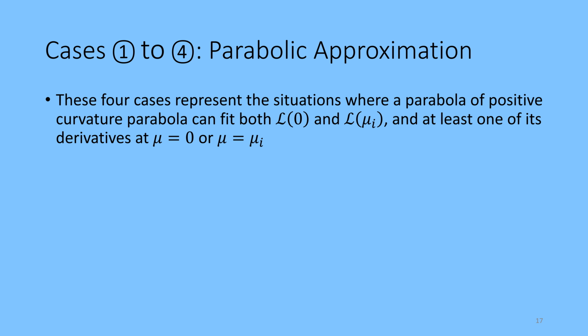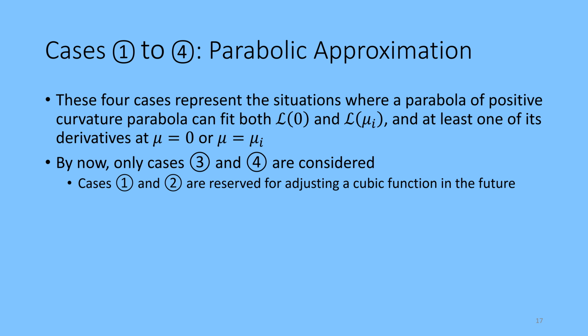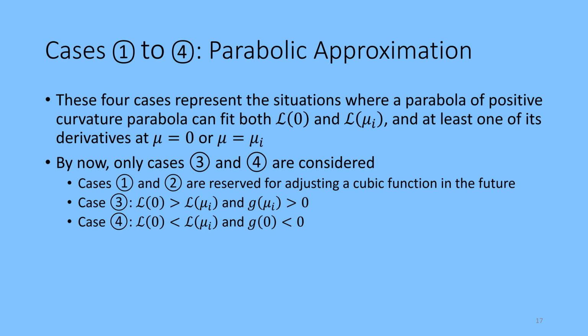Cases 1 to 4 represent the situation when neither too low nor too high a learning rate is detected, and when a parabola of positive curvature can fit the values of the loss function and at least one of its derivatives at mu equal to 0 or equal to the tentative learning rate. Depending on the values of the loss function and its derivatives, we distinguish four cases, the first two of which are reserved for future work. Case 3 represents the situation where the loss function improves at the current tentative learning rate and has a positive slope there. Case 4 represents the situation where the loss function deteriorates at the current tentative learning rate and has a negative slope at the origin.